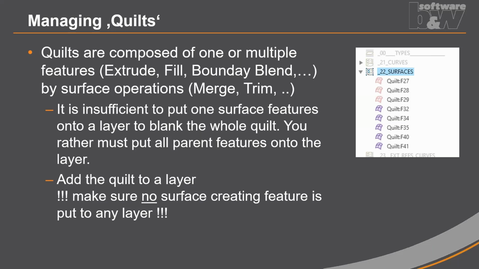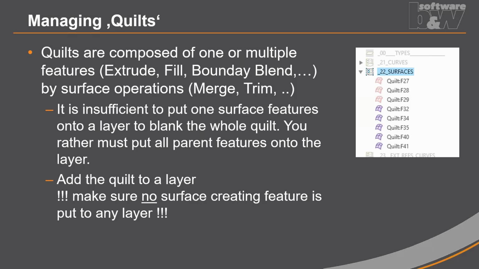And so you usually use a lot of features to create one kilt. And it's just insufficient to put only one of these surface features onto a layer and blank the whole kilt. You still would see the kilt. You rather would have to put all the parent features onto layers, but this is hard work to find out, and it's a complete chaos.